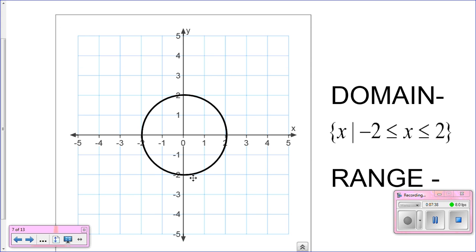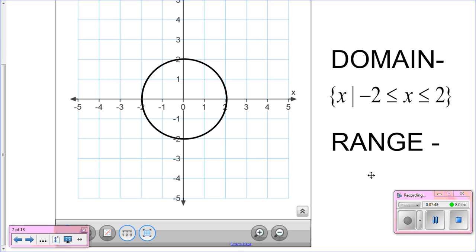The same thing with the range. I'm using every single y value between 2 and -2 because I have a continuous line from there to there. Okay? So again, my range is very similar to my x. It's a set of every y such that -2 is less than or equal to y, and y is less than or equal to 2. Okay?